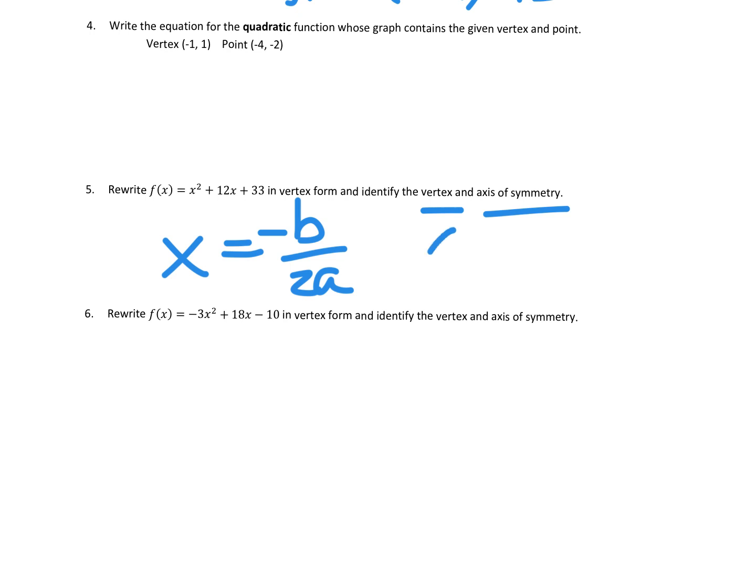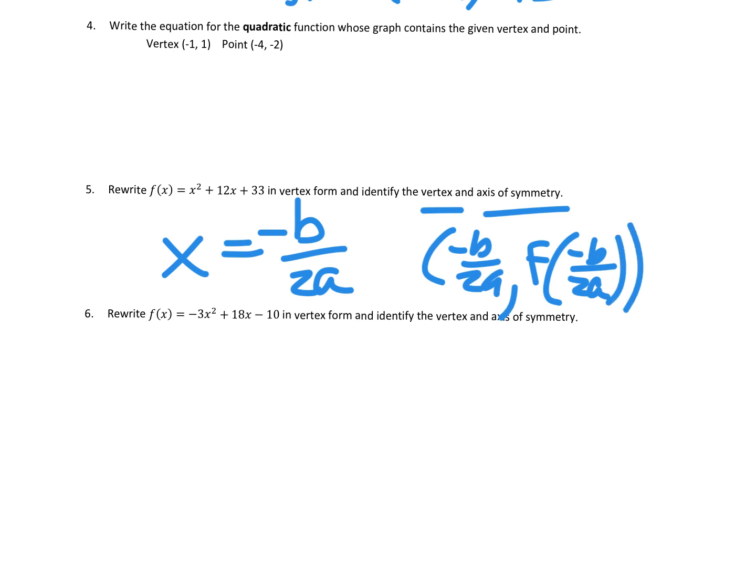And remember, the vertex will actually be negative b over 2a goes here. And f of negative b over 2a is the rest of the vertex. So the vertex is that. The axis of symmetry is that.